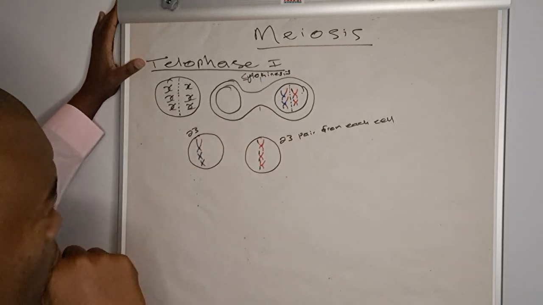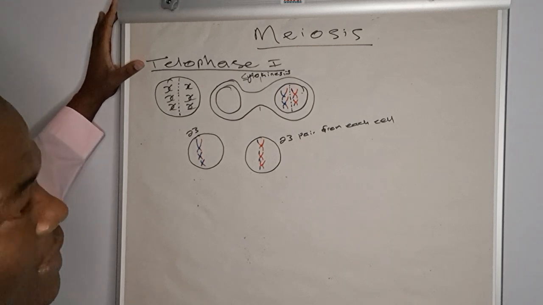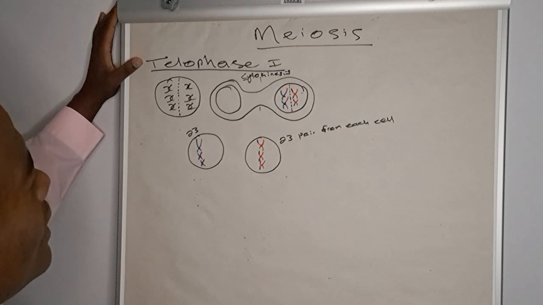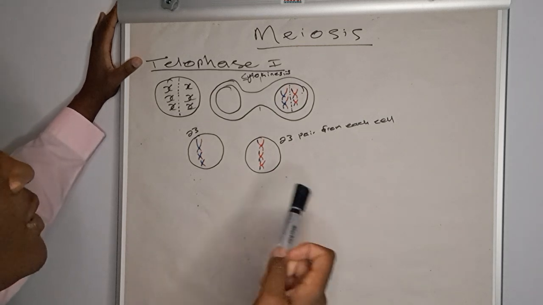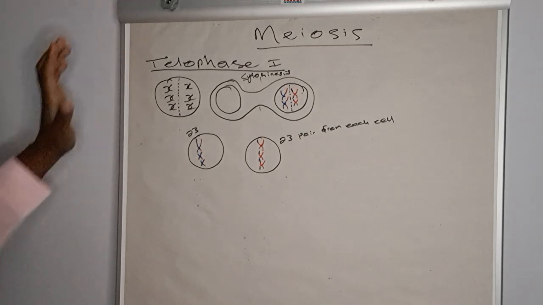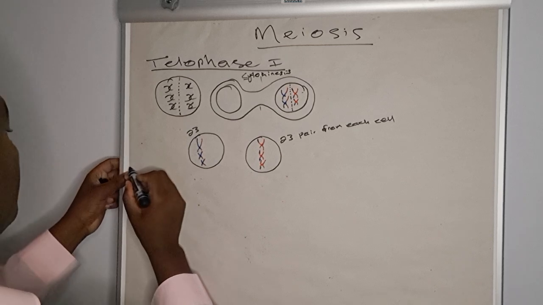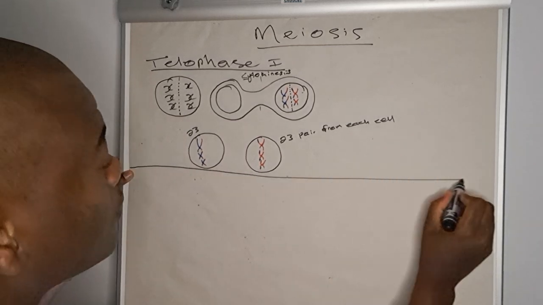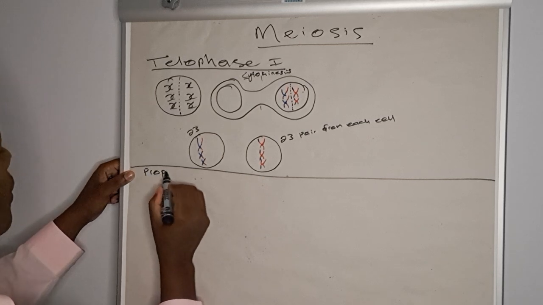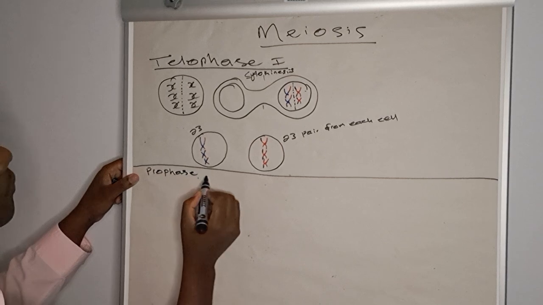So now we must go to the process of interphase again. But in interphase, there is no duplication of DNA that must take place. What does that tell us? That tells us that we don't need interphase in our second stage of meiosis. What we can do, we can just continue with our prophase. After this, we can have our prophase 2.